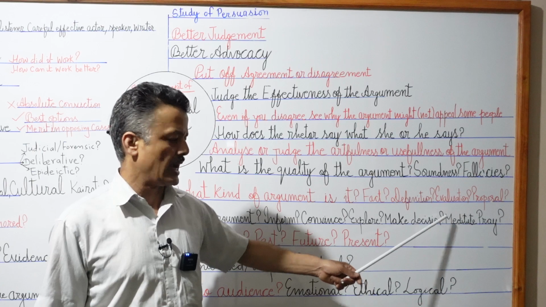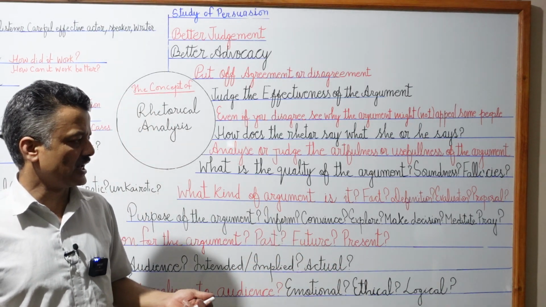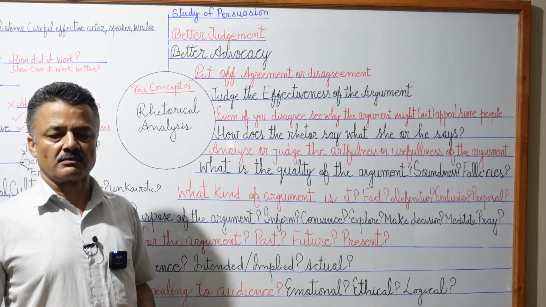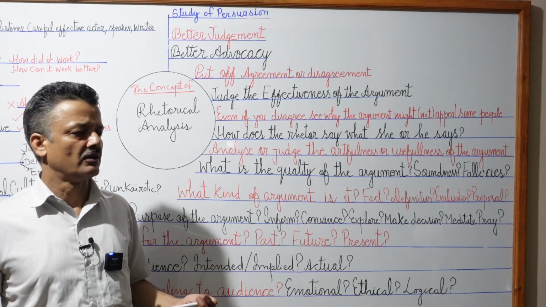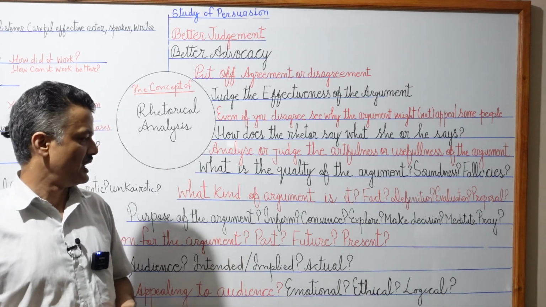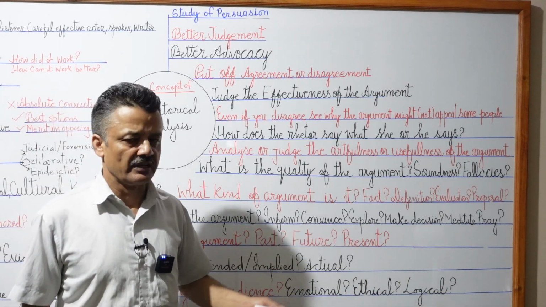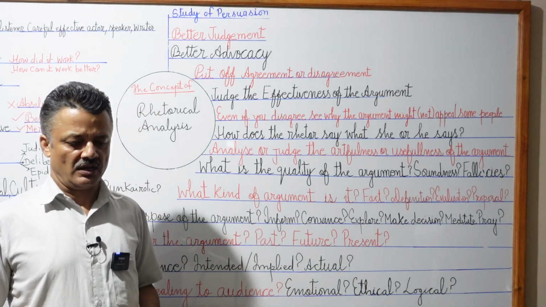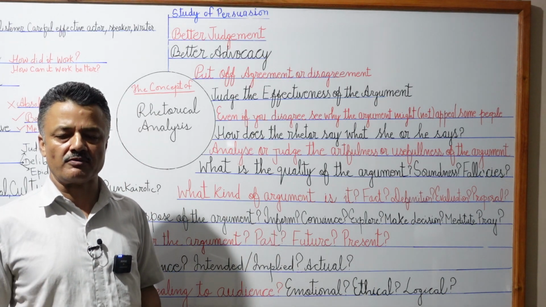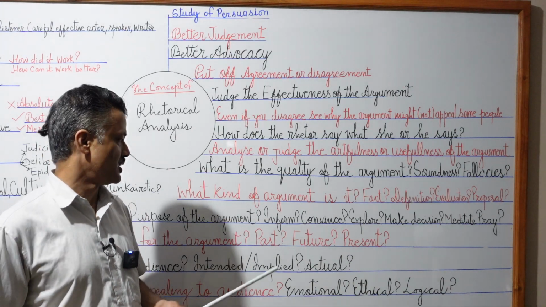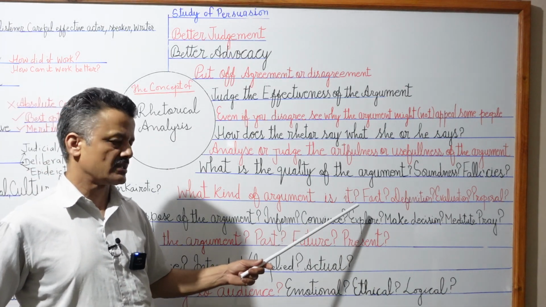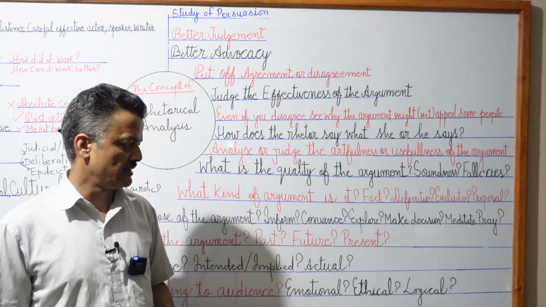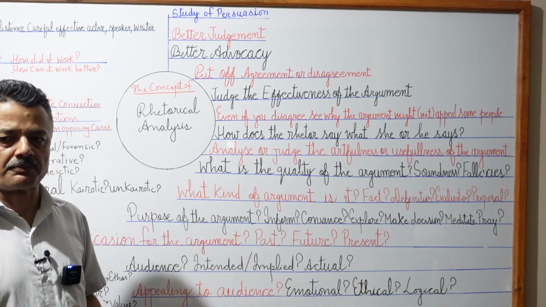Or a writer can make an argument of evaluation where they judge the effectiveness of some plan or some other things. An argument can also come in the form of proposal. You have some problem, serious problem, and you offer a solution to the problem. You propose a solution. So what kind of argument is the author making? Factual, definition, evaluation argument, or proposal argument?